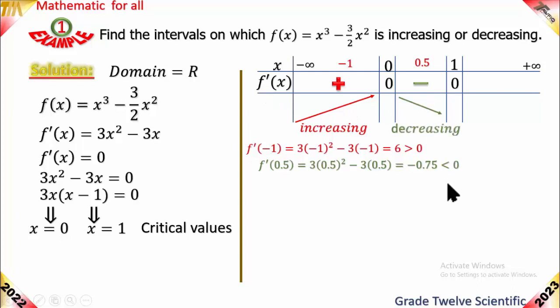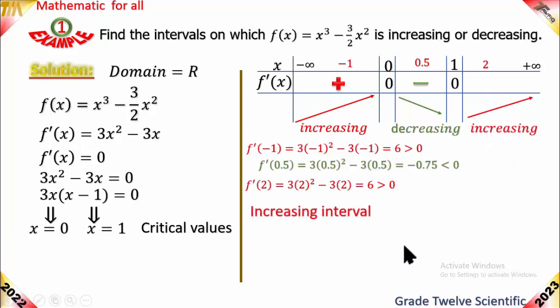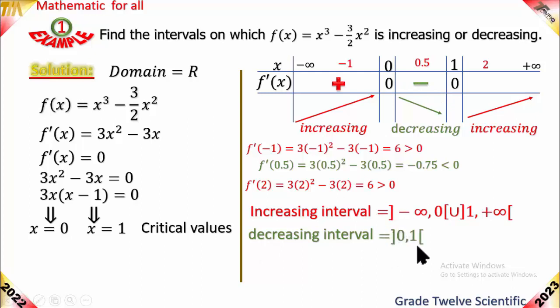And now take a number bigger than 1, let it be 2, and replace it in the derivative. It becomes 6, bigger than 0. That means it is positive and increasing. Therefore, the increasing interval starts from minus infinity to 0 and from 1 to positive infinity. But the decreasing interval is from 0 to 1. But be careful, every time these intervals are open.